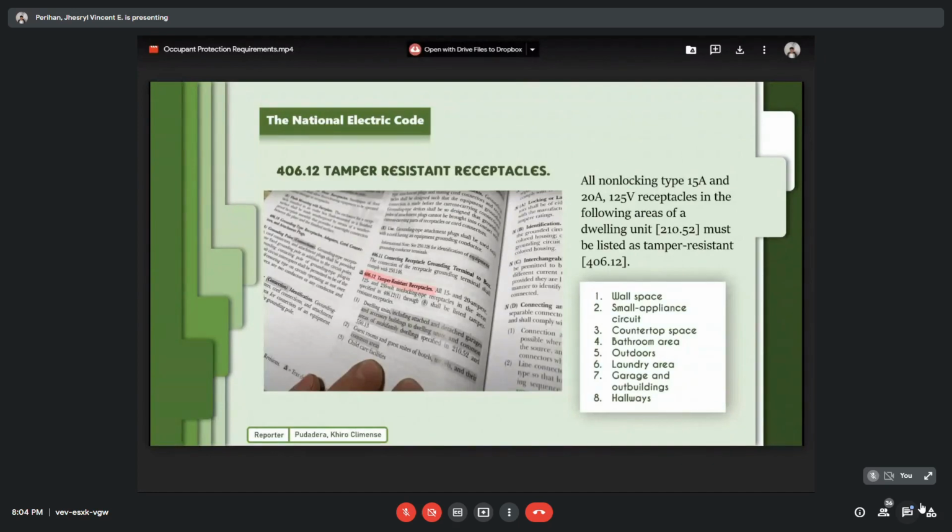Those areas are dwelling units, including attached and detached garages and accessory buildings, and common areas of multifamily dwellings. These include common areas, wall space, small appliance circuits, countertop space, bathroom areas, outdoors, laundry areas, garages and outbuildings, and lastly hallways.